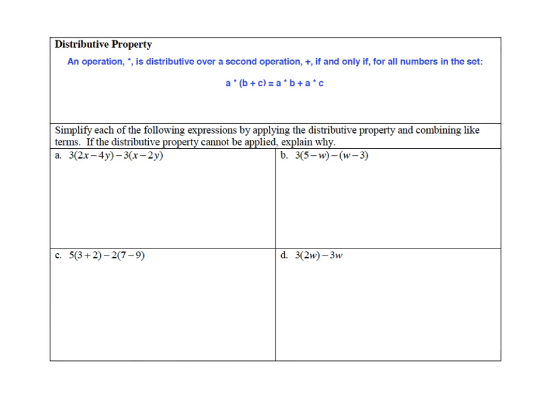So again, we're supposed to look here. It says simplify each of the following expressions by applying the distributive property and combining like terms. If the distributive property cannot be applied, explain why. Press pause on your video and try to do these problems. When you're ready to see the answers, press play again.